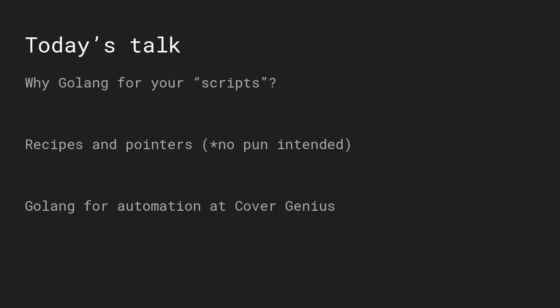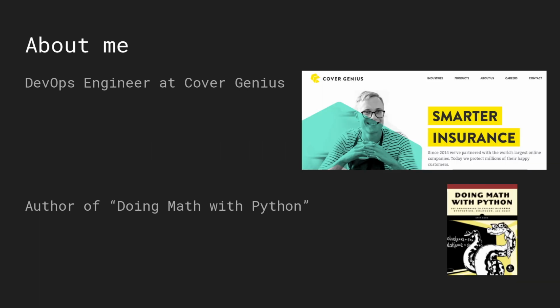So just before we go into the why, a little bit about me. I'm a DevOps engineer at Cover Genius, who, as you can see, is about smarter insurance. I encourage you to check out covergenius.com to learn more about what we do. I am also the author of this book called Doing Math with Python. It's been out for a few years now, apparently doing pretty well since I keep getting the royalties, so happy to say that. But otherwise, I have been around a while in various communities around Golang and Python.